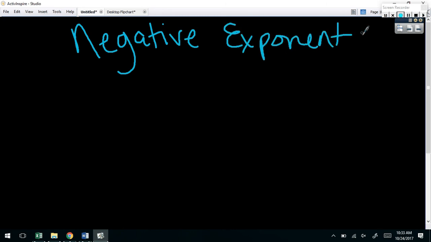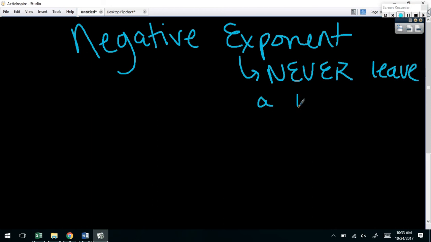Here's the one thing you need to remember. Never, never, never, when you are simplifying, leave a negative exponent. Then it's not simplified. The whole point of this is simplification of expressions. So never, ever leave a negative exponent.